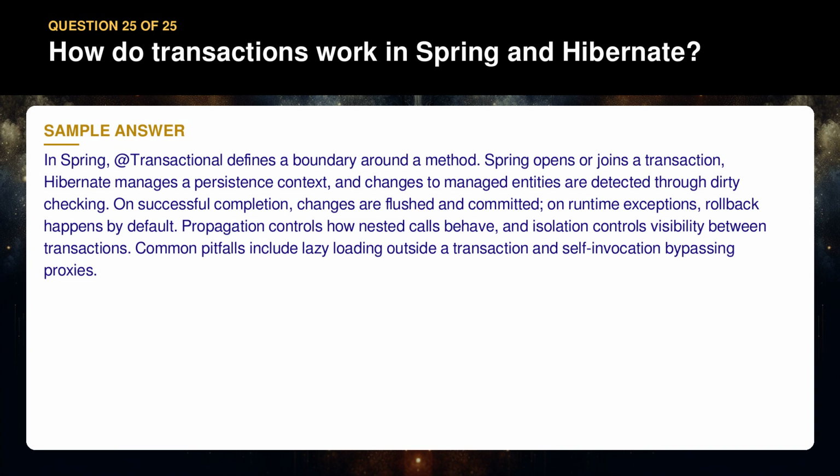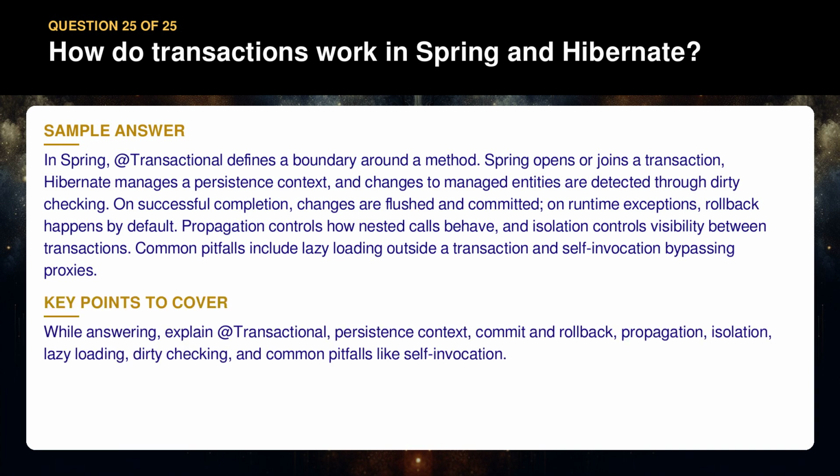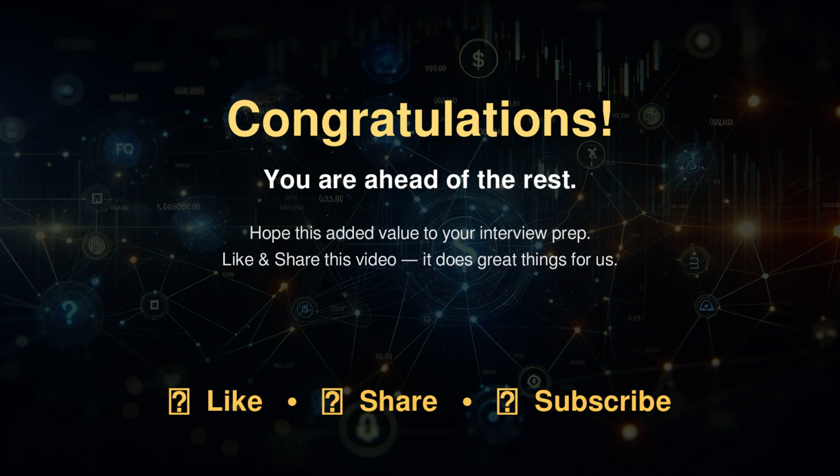Propagation controls how nested calls behave, and isolation controls visibility between transactions. Common pitfalls include lazy loading outside a transaction and self-invocation bypassing proxies. While answering, explain @Transactional, persistence context, commit and rollback, propagation, isolation, lazy loading, dirty checking, and common pitfalls like self-invocation.